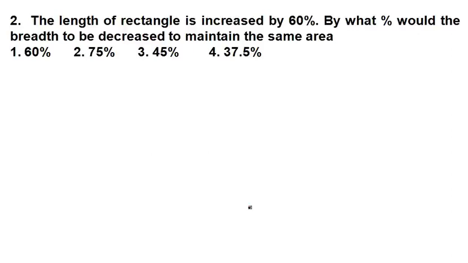First method: length into breadth is equal to area. This is a formula. Area of a rectangle means length into breadth. Here the length got increased by 60%, which means 3 by 5. The number in the denominator is the original number. So before it was 5, now it got increased by 3, so 5 plus 3 is 8.